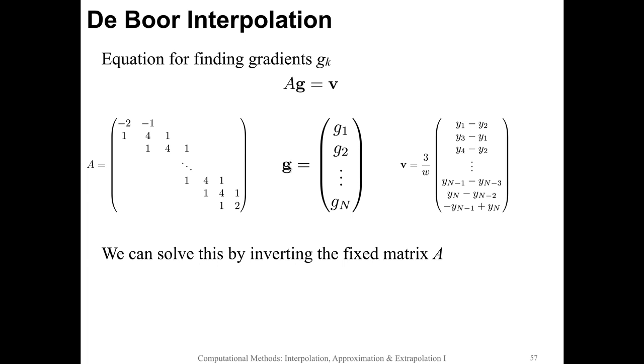And here's our matrix G. This is actually the matrix of gradients. I say matrix, it's a vector G, a vector of gradients, and this is what we're trying to find. And here's our vector V. Our vector V is determined by our data. So the measured y values that we've observed, the measured y values that we've collected at each of our knot points, the differences between them are placed into the elements here.